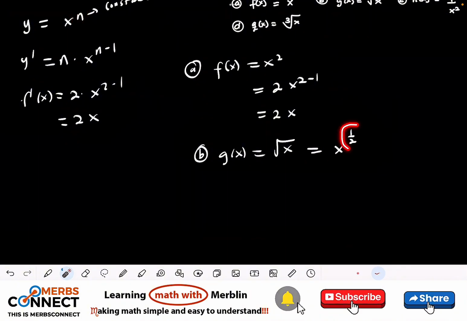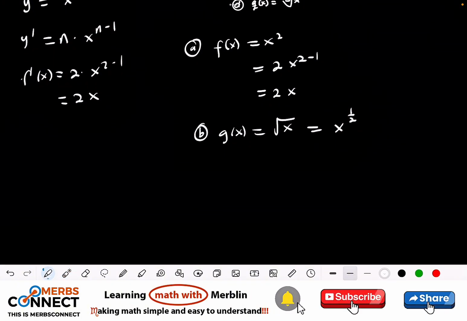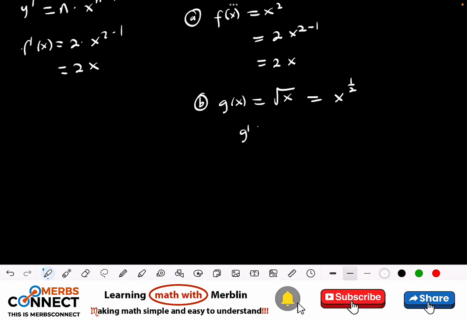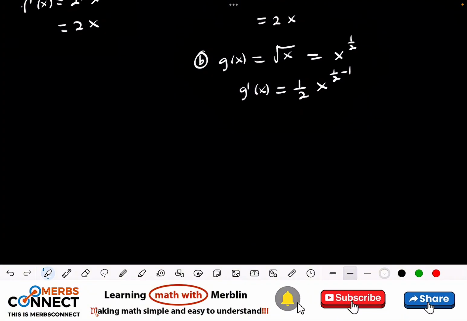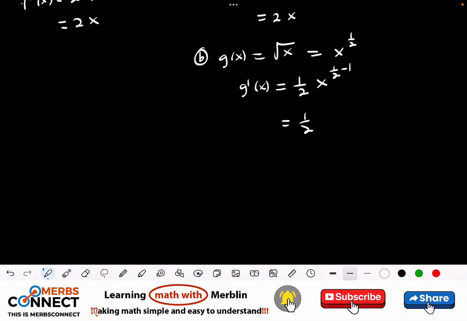So when I do direct substitution here, I'll put half here and half here. Doing it straight from the rule, g prime of x will be equal to dropping the 1 over 2, maintaining the function which is x to the power 1 over 2. Always that's how it is: drop the half, maintain the whole function, then subtract 1 from the top. So this is going to give us 1 over 2 x to the power minus 1 over 2.